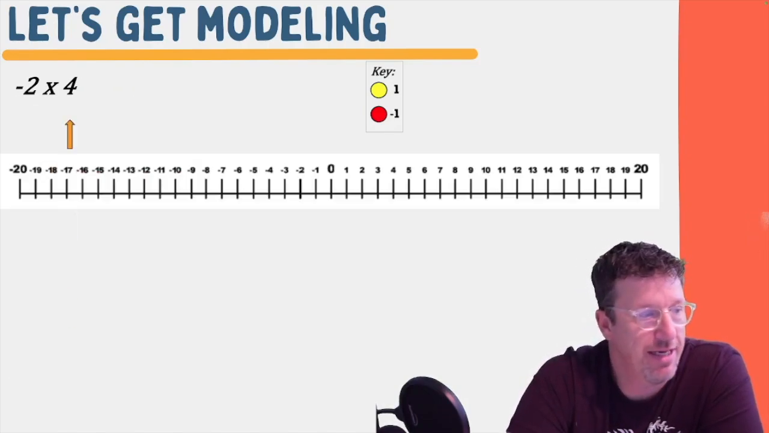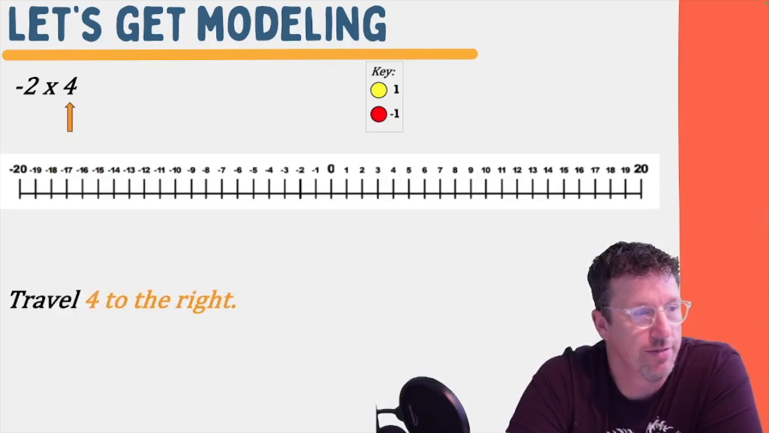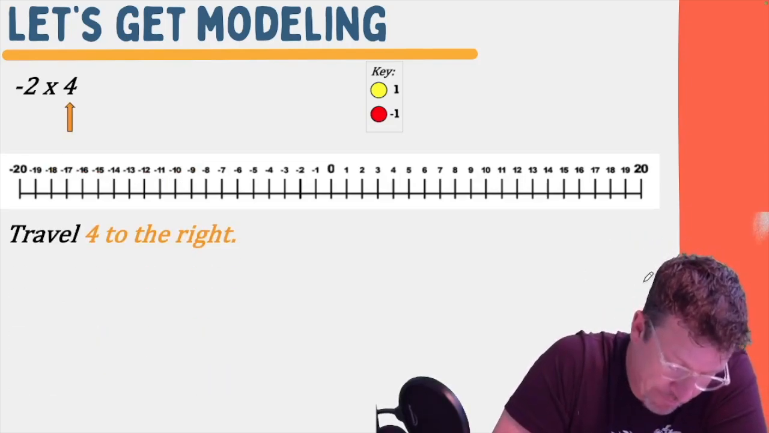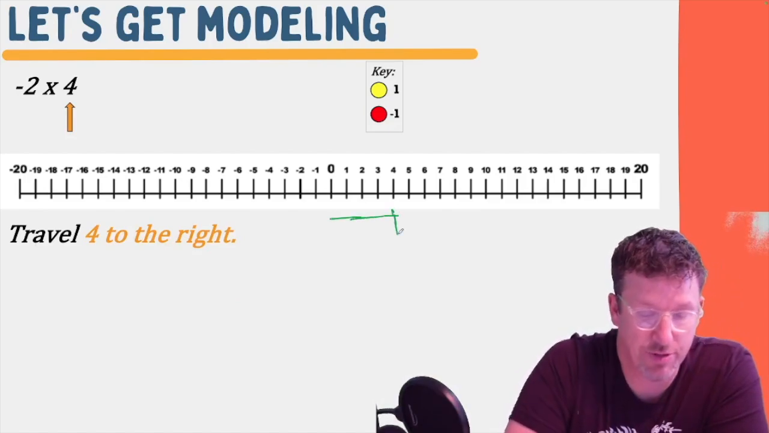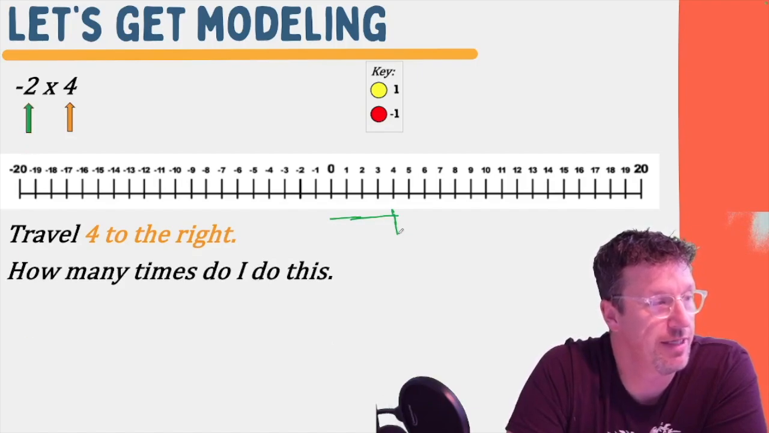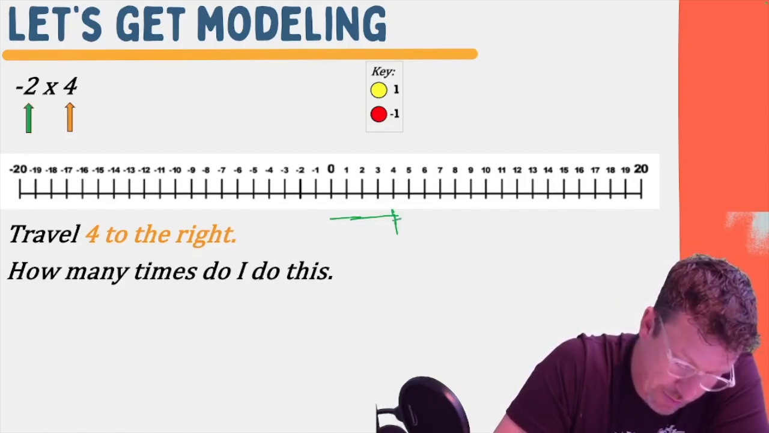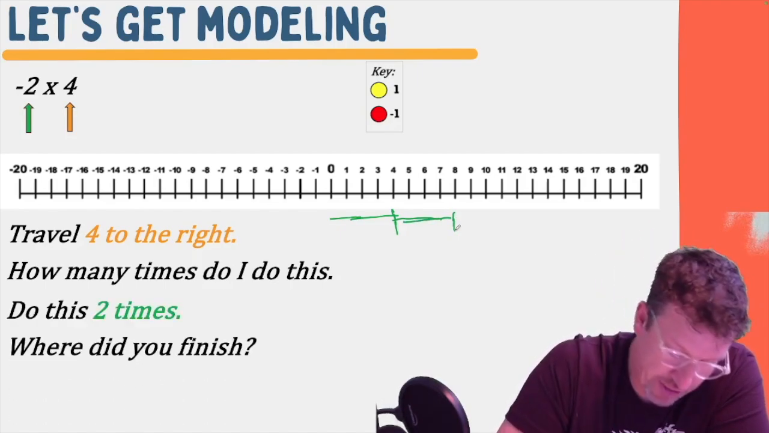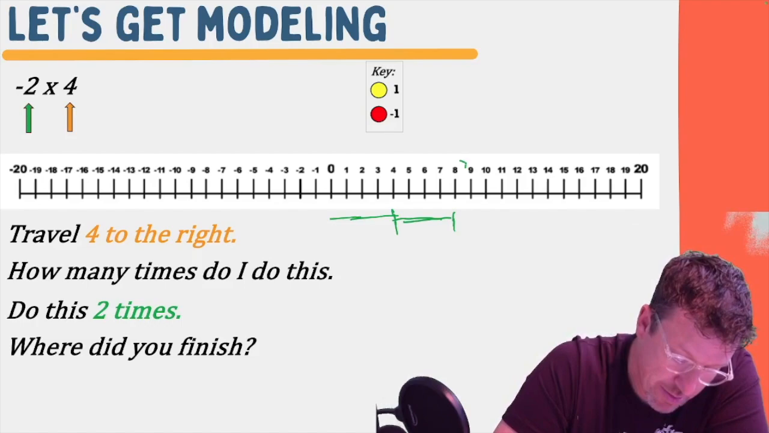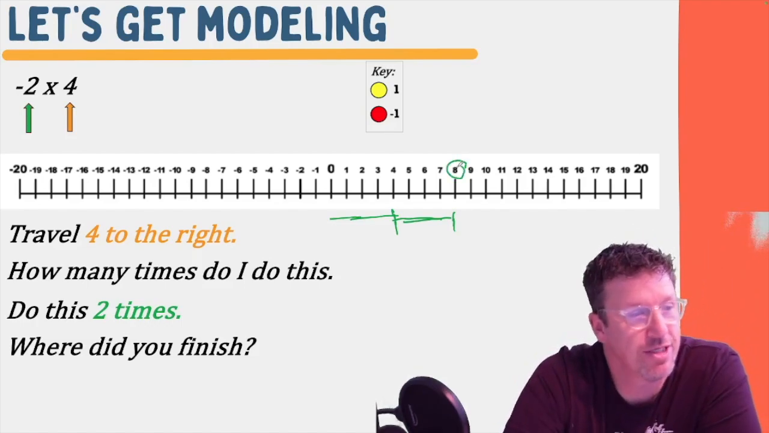Okay, so what does that mean here? Well, we need to go 4. So let's travel 4 to the right. All right. How many times are we going to do that? We need to do that 2 times. Let's do it again. Okay. Where did we finish? Well, we finished at 8. So that's our answer, right?